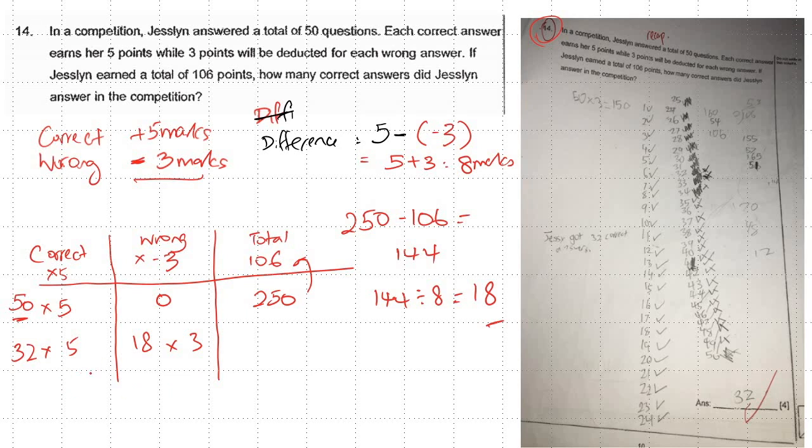And then when I find the difference, I will have it will be 106. So how many correct answers did Jaslyn answer? Please write in a sentence. Answer: 32 correct answers.